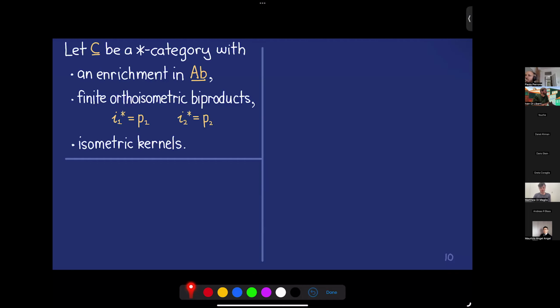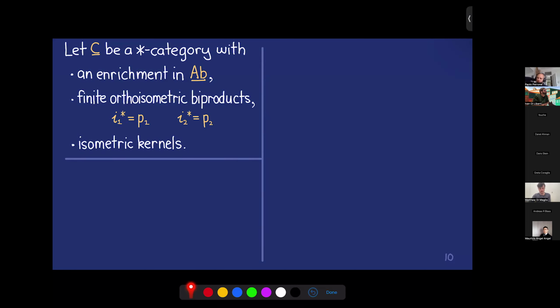Okay, so I've now introduced this new universal construction, and I've given you a few different examples of star categories where every morphism has a dilator. So I'm going to end my talk by focusing on an abstract setting of nice enough star categories where I can prove a variant of Nagy's dilation theorem. So this setting is the following. We're going to consider a star category C with an enrichment in abelian groups, finite ortho-isometric biproducts, and isometric kernels. So what does this mean?